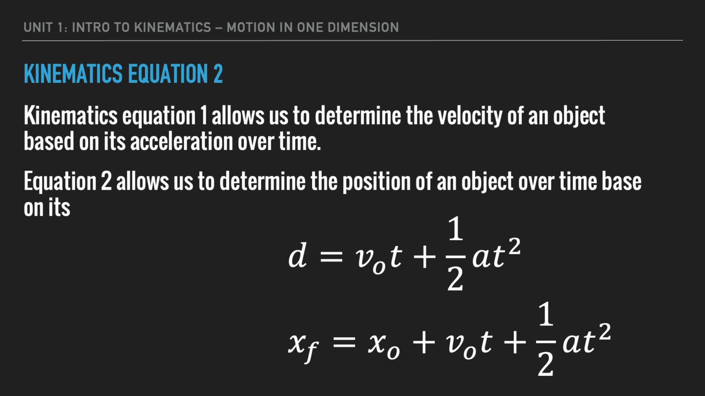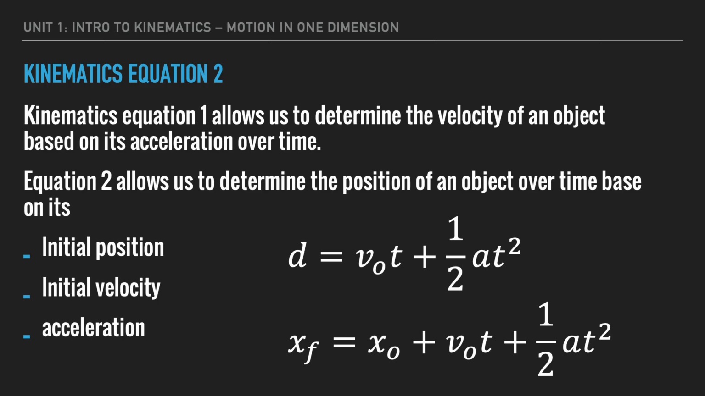Equation 2, the second one, determines the position of an object over time based on its initial position, initial velocity, and acceleration. So off to the right here, we have our equation 2 that we'll use. You'll see it written in two different ways. The first one is d equals v naught t plus 1/2 at squared. D is basically the distance or the displacement it travels. Down there at the bottom, xf minus x naught means distance or displacement. So those can be used interchangeably at times.